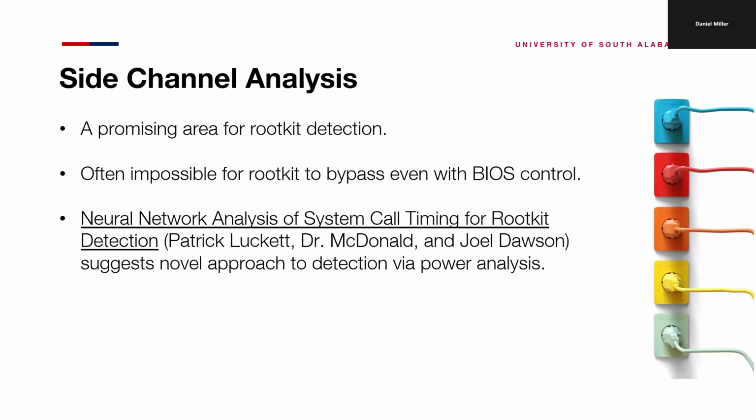This is the paper that first kickstarted my research into it: Neural network analysis of system call timing for rootkit detection, by Patrick Luckett, Dr. McDonald, and Joel Dawson. There are different side channels, but power is the one that I'm going with because a rootkit likes to have elevated access, sometimes ring 0 or even ring -1 access. So if you can look at side channels, it can't bypass that. But if you have something like a hypervisor and the rootkit goes above that, then it can bypass that. So this is kind of a fail-safe way to look at it through the context of hardware.